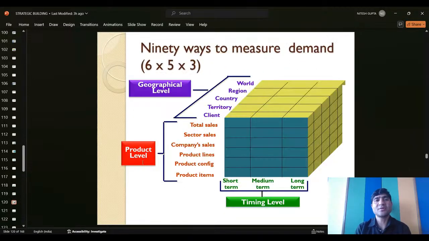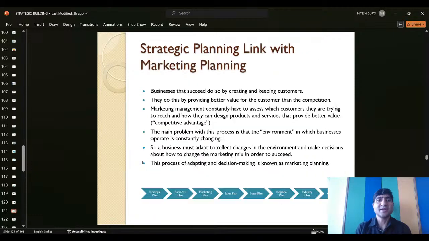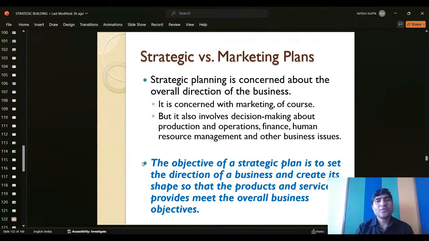So this is how your focus looks like. Now, how do you actually differentiate strategic versus marketing plan? Strategic planning is actually concerned about the overall direction of the business. It is concerned with the marketing, of course, but it also involves decision making about production and operation, finance, human resources management, and other business issues.